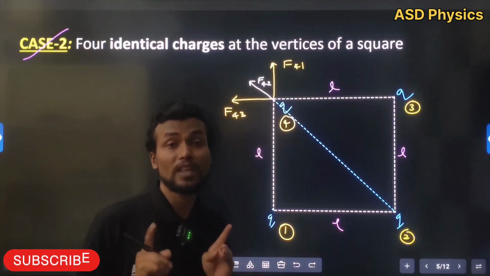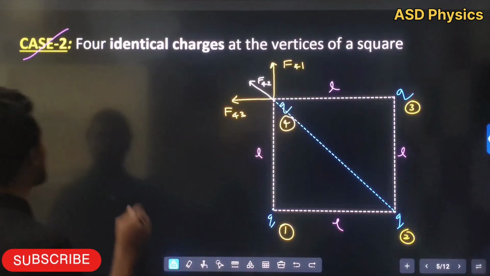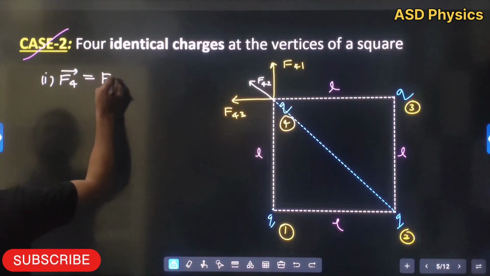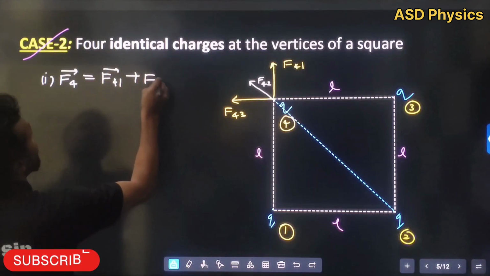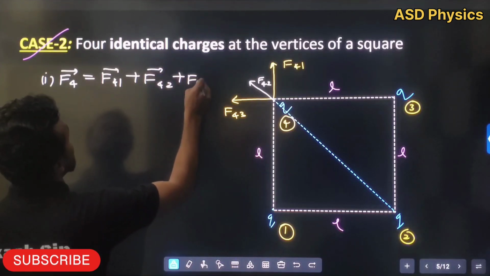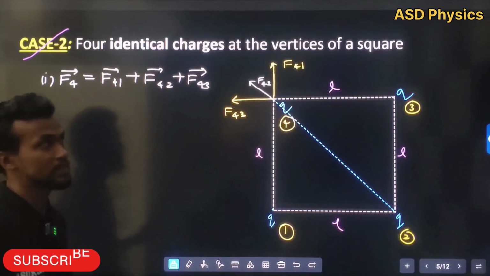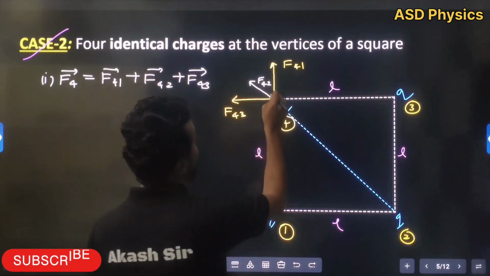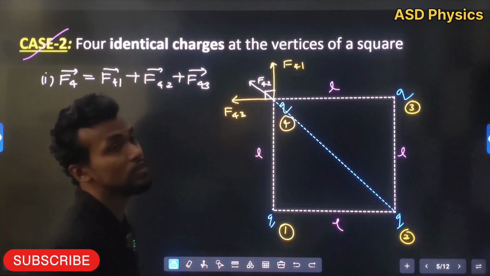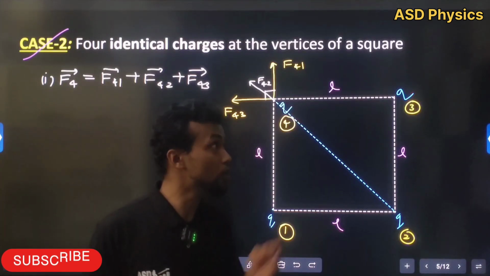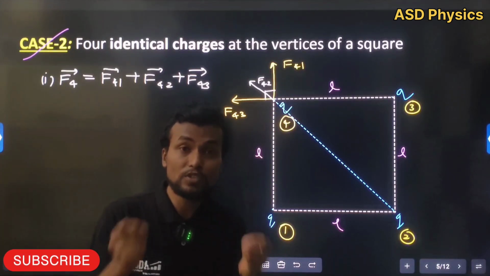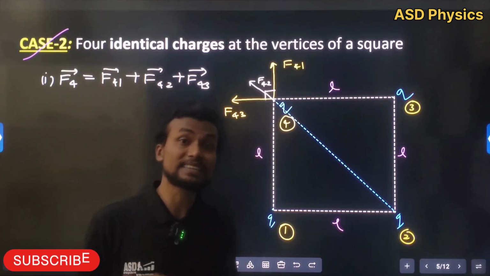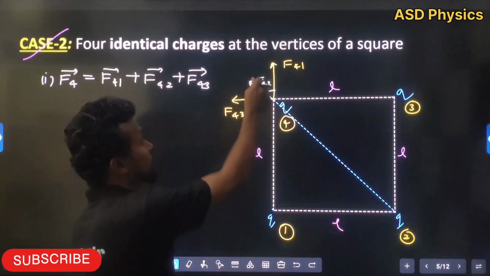So now we have to find out the resultant of how many forces? 3 forces. So we know very well the resultant force on 4 is given by F41 plus F42 plus F43. But here we want to find out the resultant. If you see the angle between F41 and F43, how much? 90 degrees. That means the resultant of these two forces will be easy. First we are going to find out the resultant of these two forces. Then that resultant we are going to add with the force F42.